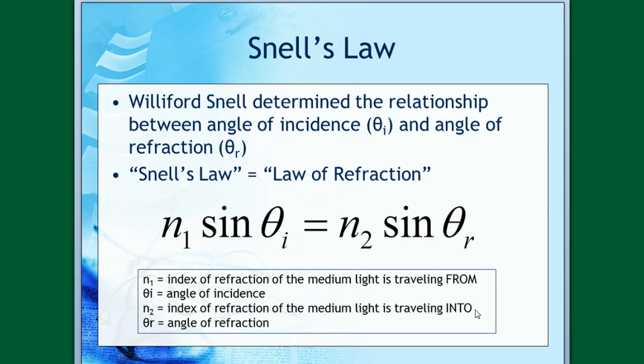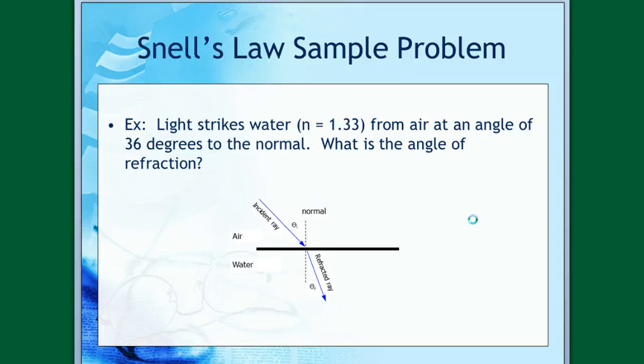In the example I just showed you, going from air into water, the N of water would be the N2, because that's what we're going into. How many times can I say N2 in 10 seconds? N1, therefore, would be the index of refraction of the medium light is traveling from. And then, as we've already discussed, theta I is the angle of incidence and theta R is the angle of refraction. Don't forget that we always measure these angles between the ray of light and the normal line. So this is Snell's law. Let's look at a Snell's law calculation.